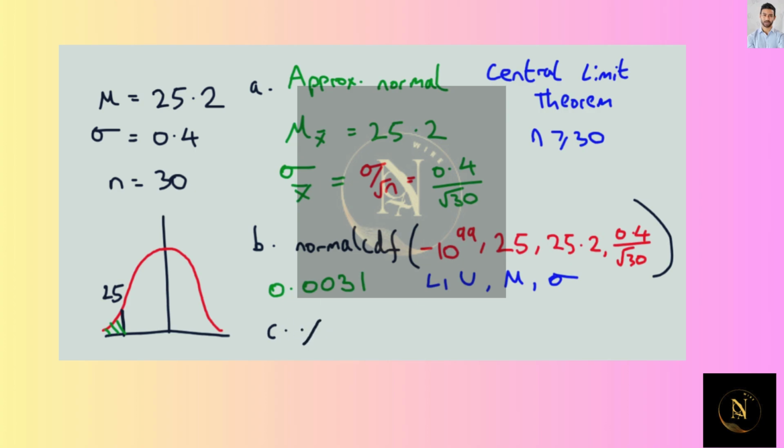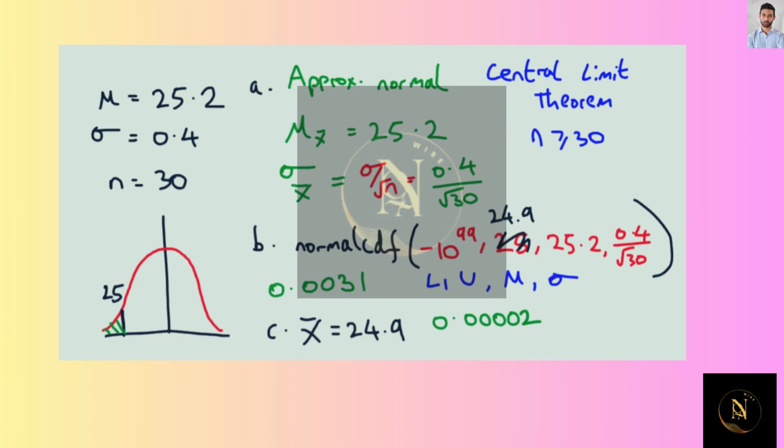Part C. The sample mean is actually 24.9. What's the probability of that happening? So I'm just going to replace this with 24.9 to get the probability of something this low if the manufacturer claim is true. And that is 0.0000225 to seven decimal places.